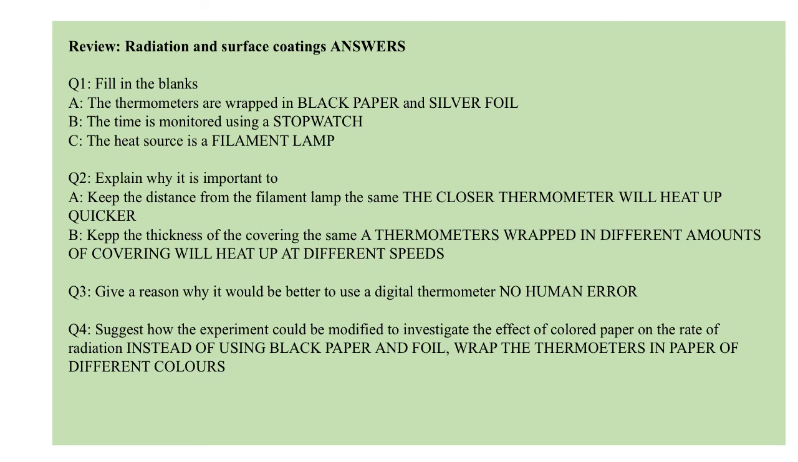Question 3, give a reason why it would be better to use a digital thermometer. Well, I've got no human error. And then question 4, suggest how the experiment could be modified. Modified is a scientific way of saying changed, to investigate the effect of coloured paper on the rate of radiation. And my answer here is that instead of using black paper and foil, I'm going to wrap the thermometers in paper of different colours. So I could choose green and red, or I could choose grey and black. Any two colours are okay.